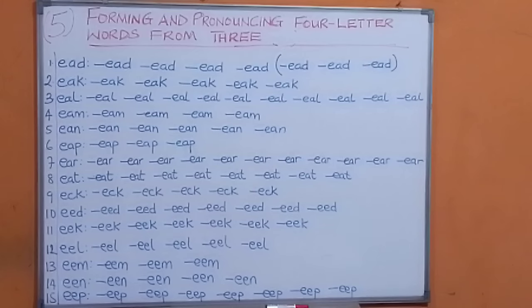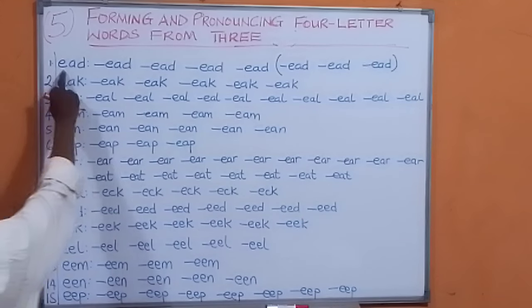Welcome to our series on forming and pronouncing four-letter words from three. This is the fifth series that we're going to do. Now, how do we do that? We look at the three letters, or three-letter words as the case may be, and we add one letter to make that four. That is what we've been doing, so we're going to continue with that.